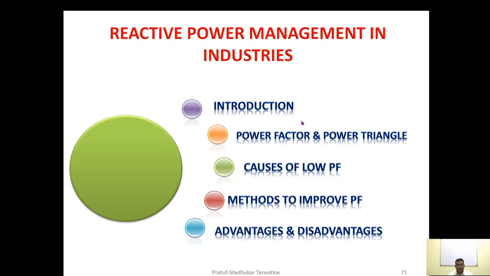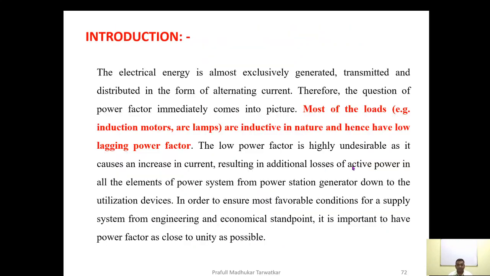The contents which we are going to focus upon are the introductory part, then power factor and the power triangle concept, then causes of low power factor, then methods to improve the power factor and their advantages and disadvantages. These are the basic contents on which we are focusing during this video. So let us begin.